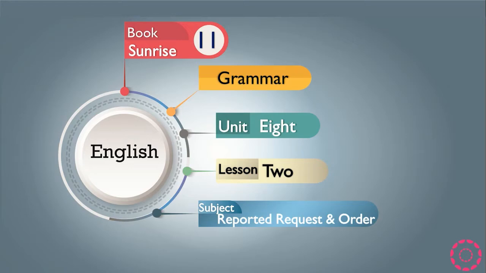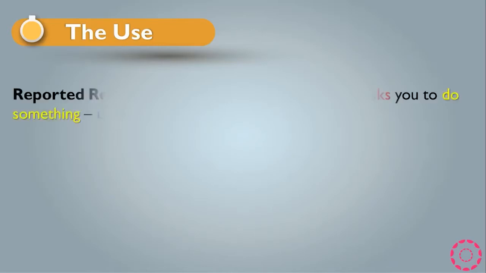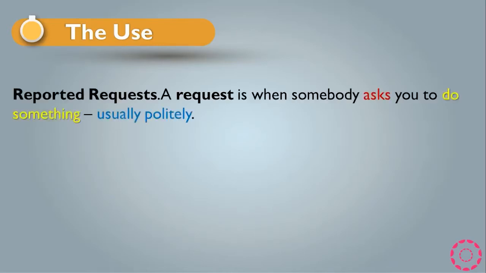We have another subject, which is reported request and order. So let's see what a reported request and order is. Reported request. A request is when somebody asks you to do something, usually politely. This is called a reported request, or you can just say a request.